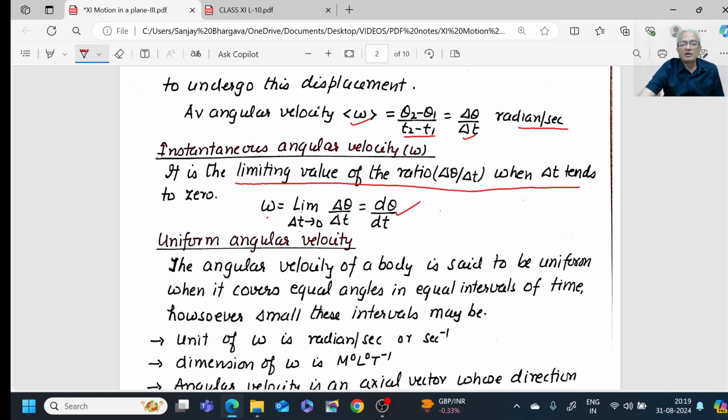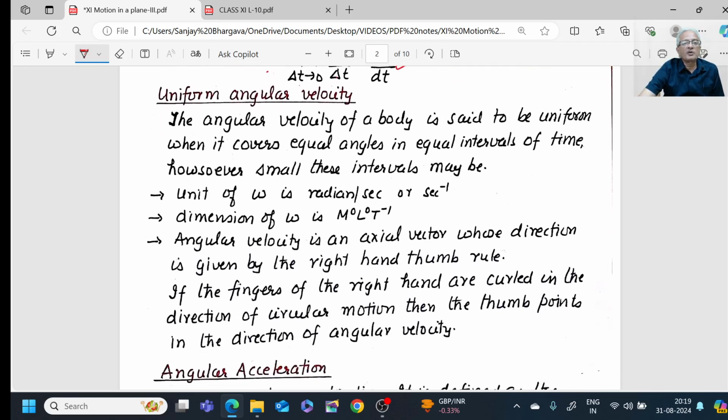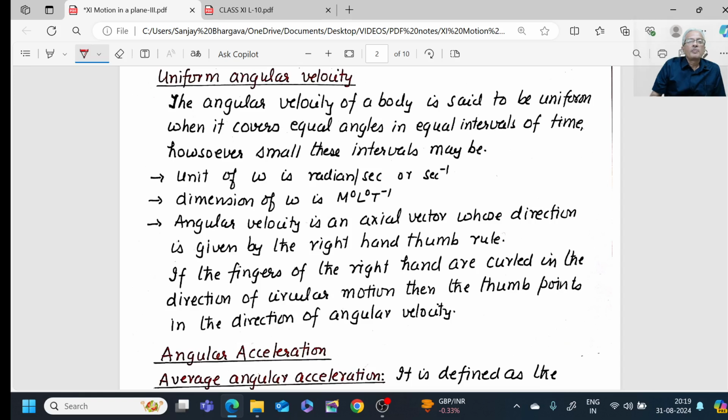Uniform angular velocity. How do we define it? The angular velocity of a body is said to be uniform when it covers equal angles in equal intervals of time, howsoever small these intervals may be. So a body is said to have uniform angular velocity if it is covering equal angles in equal intervals of time. What is the unit? Omega has a unit radian per second or second inverse. The dimensions are M0, L0, T power minus 1.